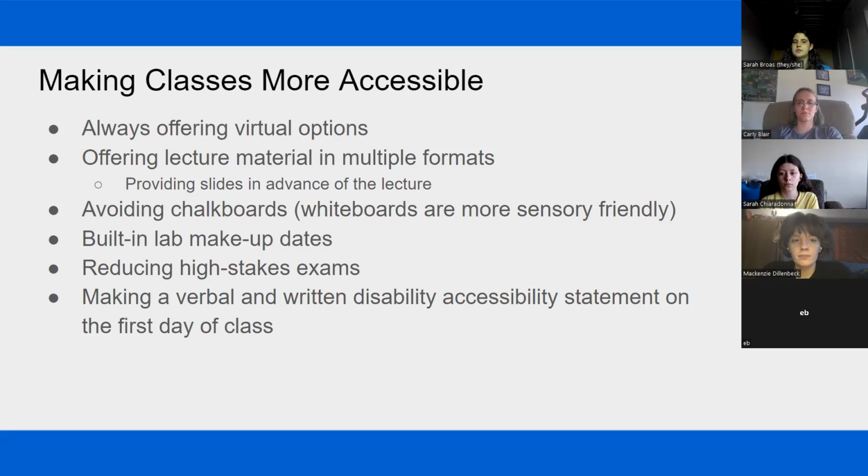And one easy way to do that is to provide slides in advance of the lecture so that students who struggle with taking notes in real time can have the notes in front of them and then scribble extra notes on top of that.